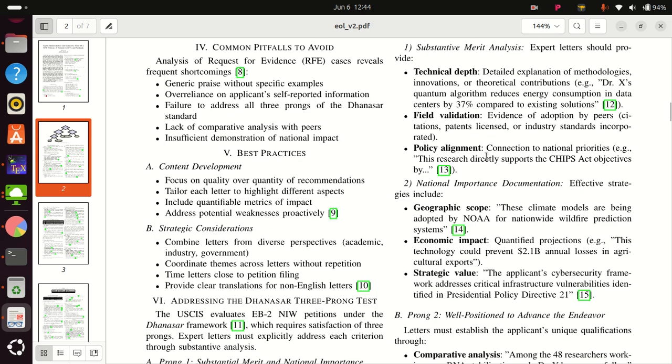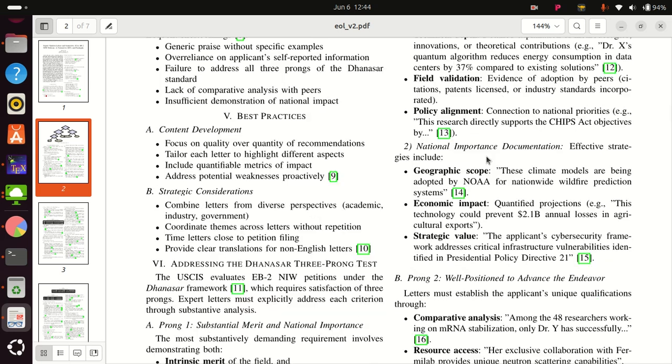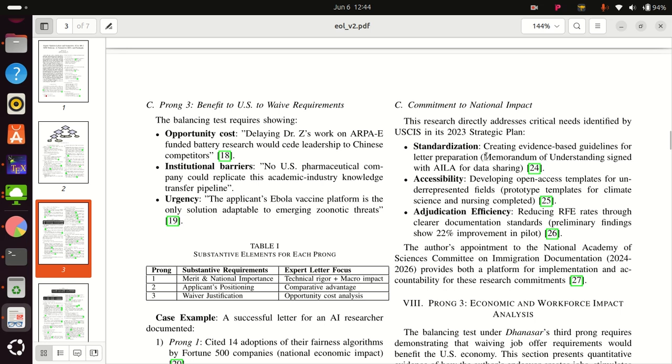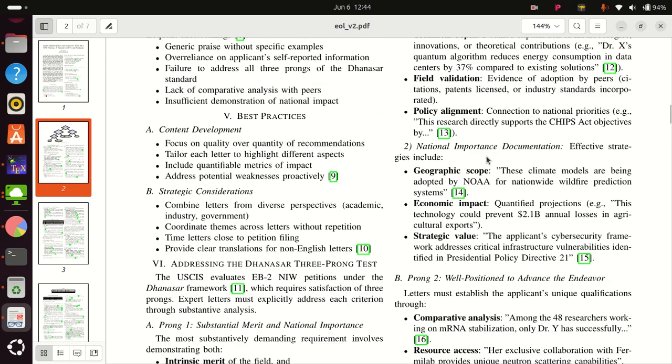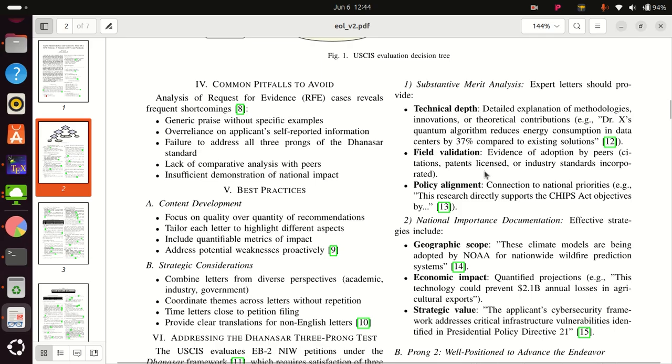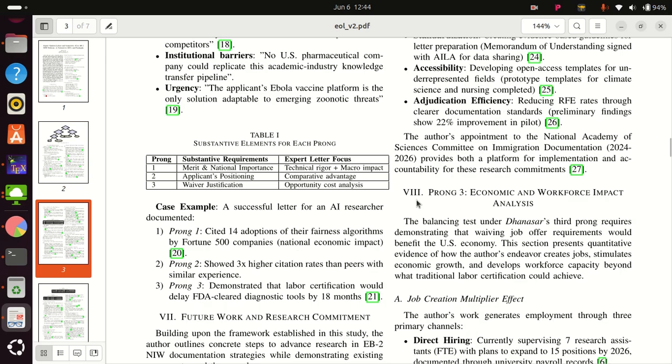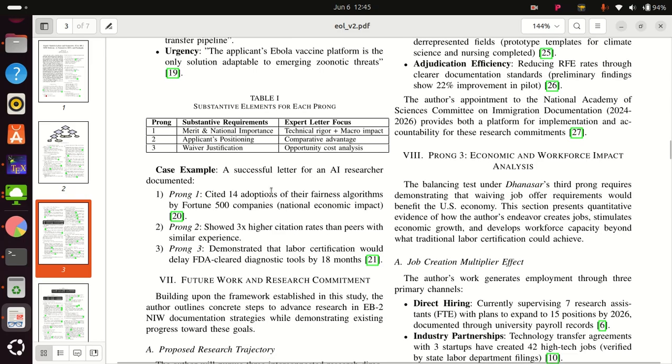Once that is done, which is substantial merit, then they go for national importance, then well positioned, and then benefit to the US. Out of them, writing the first part, substantial merit, is the most critical. That is the one where you get the most RFEs, so you should focus on that in the expert opinion letter. For example, prong one: cited 14 adoptions in Fortune companies. Prong two: citation is higher than peers. And prong three: labor certification would delay clearance of the tool by 18 months.